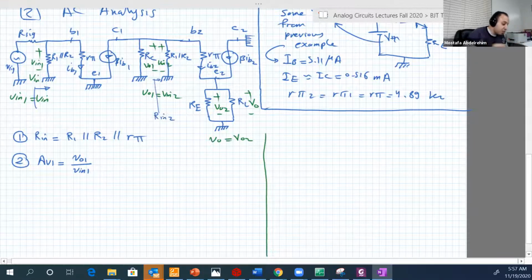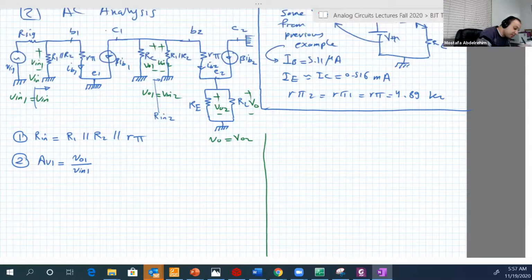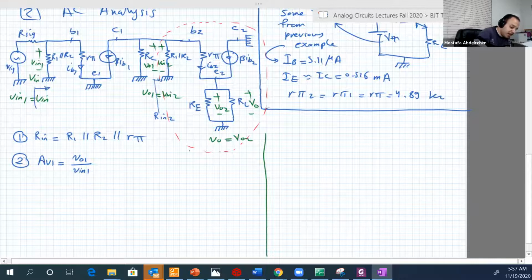So that means we can replace all that portion of the circuit and put R input 2 instead of it. So let's calculate R input 2. This will make our analysis very easy. So we will look between these two terminals, as I said. So just ignore the rest of the circuit and just focus on that part. So we're gonna draw it again.